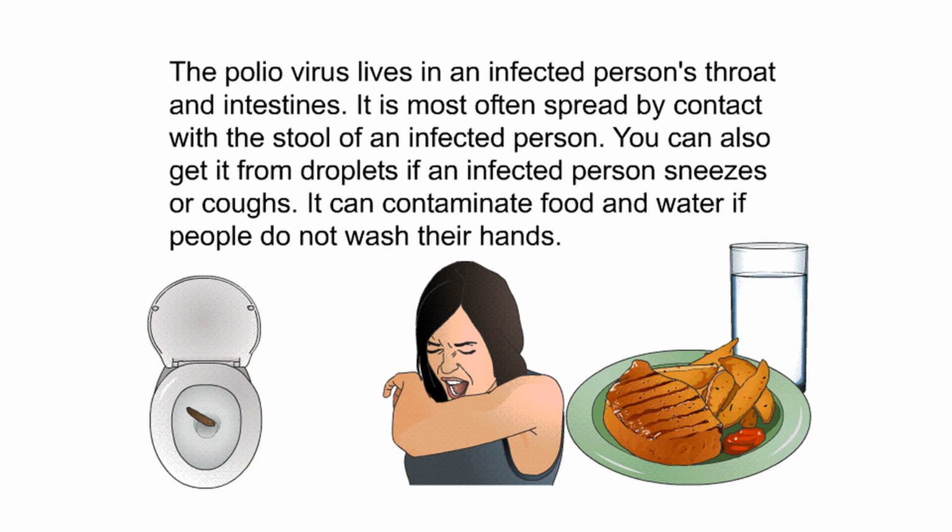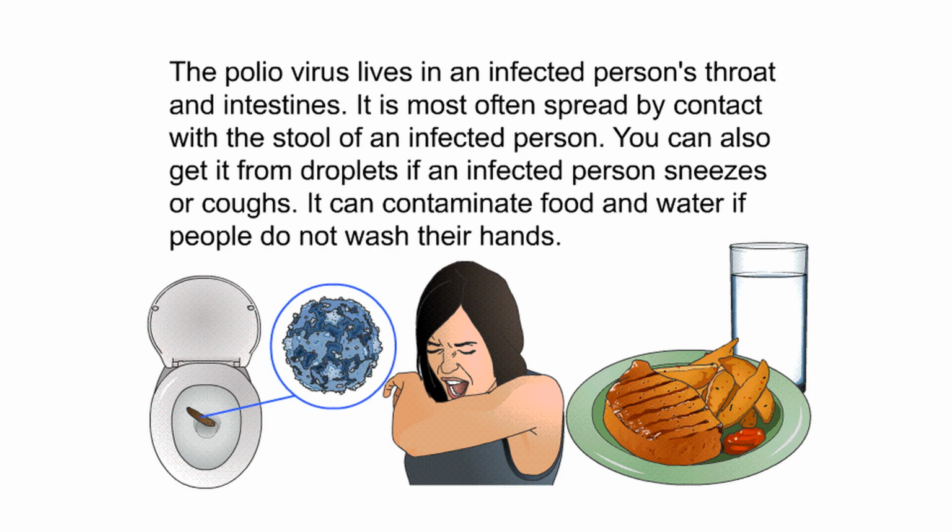The polio virus lives in an infected person's throat and intestines. It is most often spread by contact with the stool of an infected person. You can also get it from droplets if an infected person sneezes or coughs. It can contaminate food and water if people do not wash their hands.